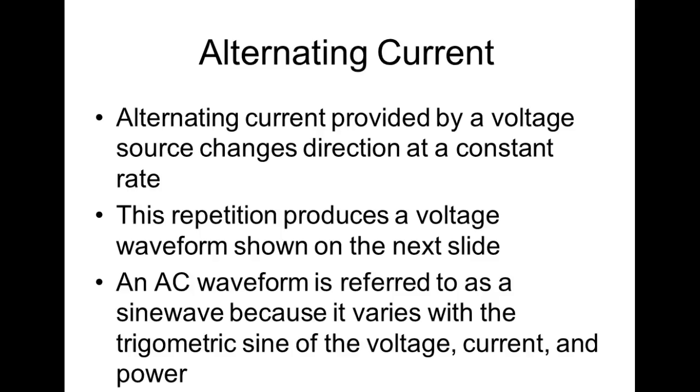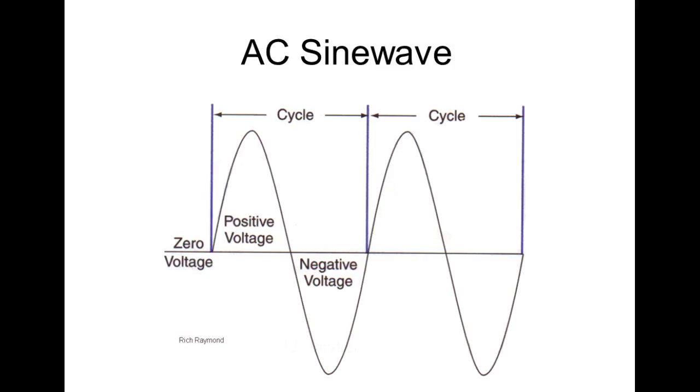Alternating current provides a voltage and a source that changes direction constantly, right? The repetition produces a voltage waveform that we'll see on the next slide. The AC waveform is referred to as a sine wave because it varies with the trigonometric sine of the voltage and current and power, and that's why it's got the name. And it's a very symmetrical waveform. It's not linear, but it's very symmetrical.